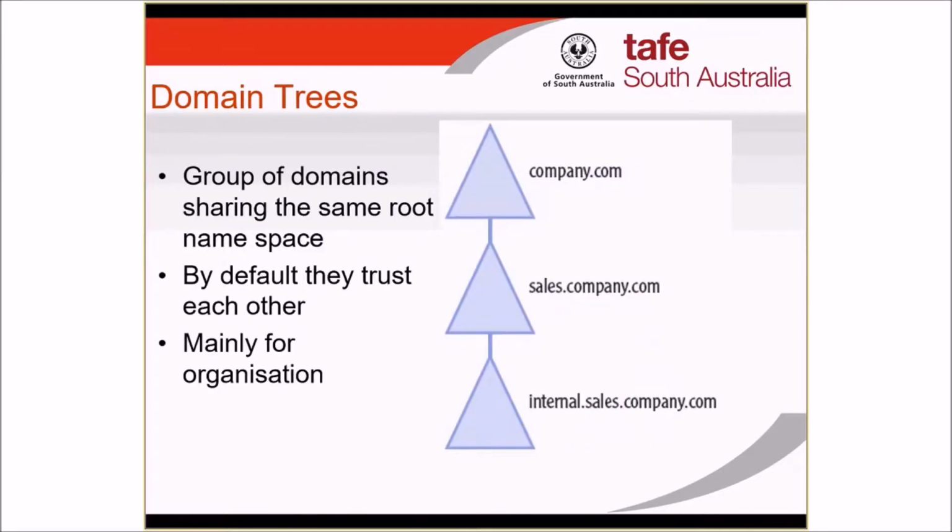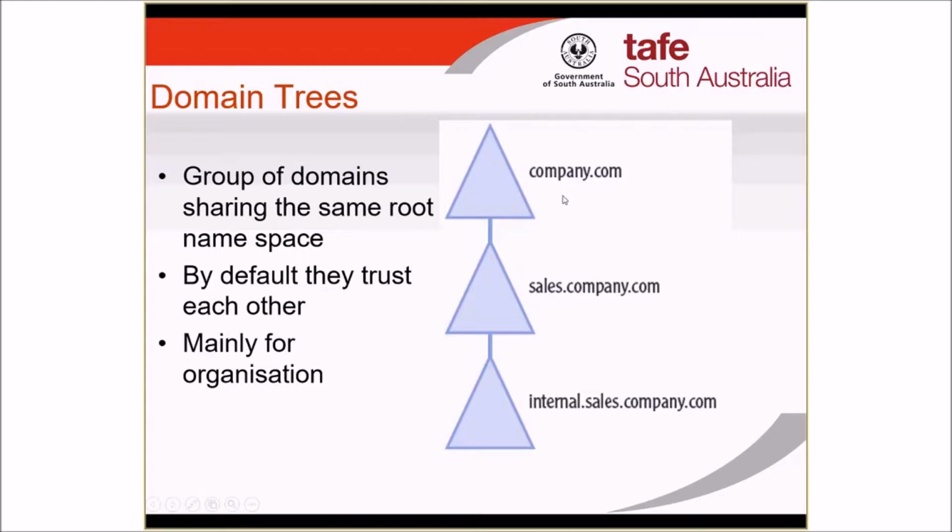So like I said, we can have multiple domains and they can be related to each other. In this case, if you look at these, each triangle is a domain. There are many domains together, but they're linked. They share a common namespace.